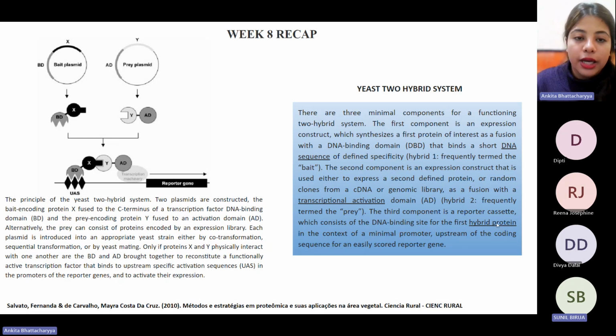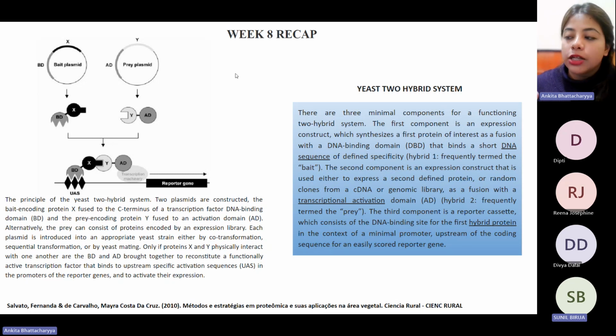So this is a very accurate way of identifying whether these two proteins, or any two proteins within a particular cellular system, interact with each other or not. Now, the yeast two hybrid system has three minimal components that you need. The first would be an expression construct, which will synthesize your first protein of interest with the DNA binding domain. And this DNA binding domain will be able to bind to a nucleotide stretch that has defined specificity. That is what is termed as the bait, like we just discussed. The second one is an expression construct that is used to either express a second defined protein.